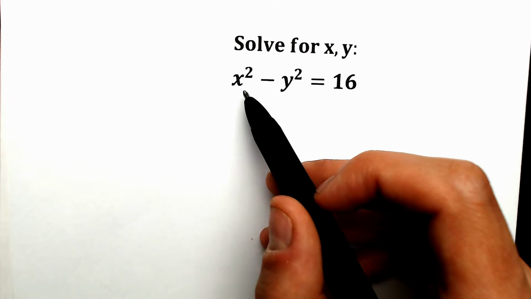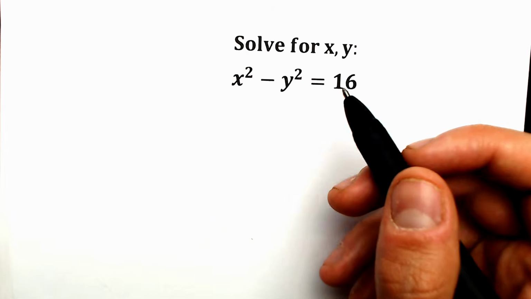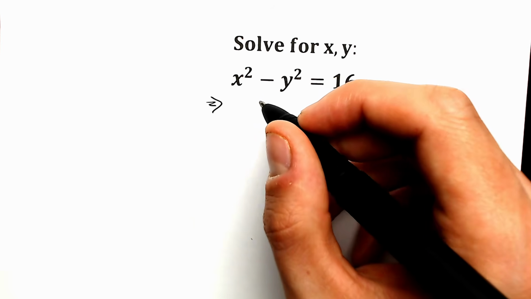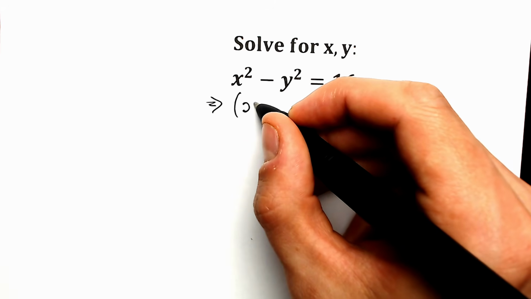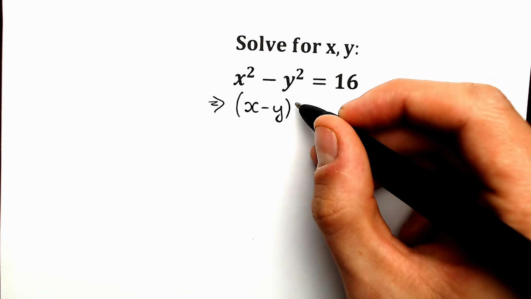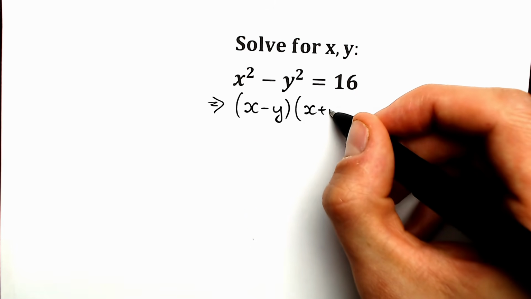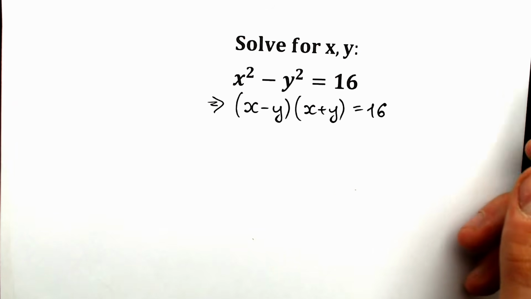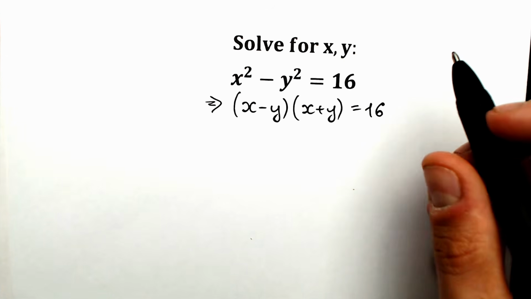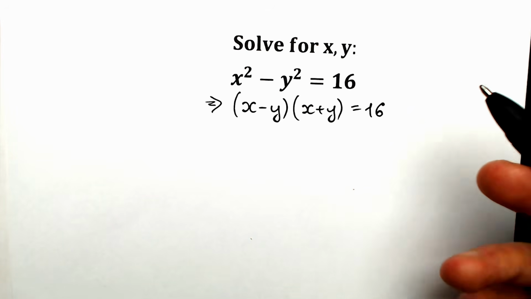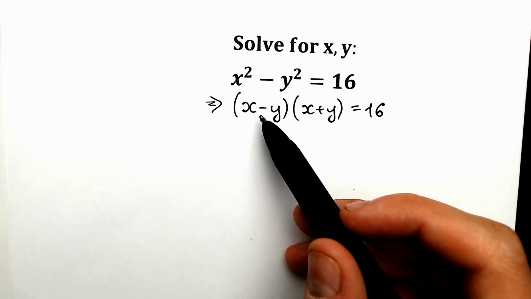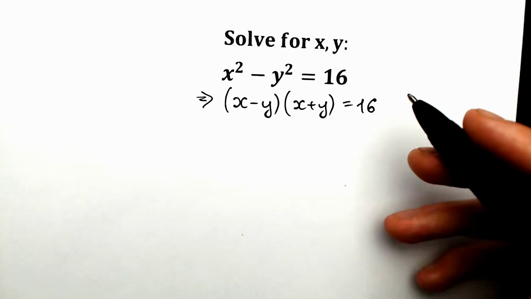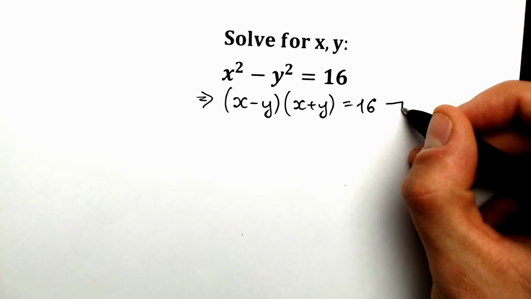Okay, so first of all, on the left side we have a difference of squares. This is our well-known formula, and we can easily expand it. We can write it as x minus y times x plus y, equal to 16. Now, a few words about this 16, because it is a very great constant. We can express it as a product of two values, because on the left side we have a product of two parentheses, so let's think about the possible cases.